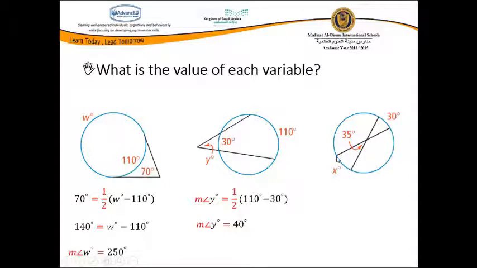How to find the measure of this arc X? Here we have two secants intersecting inside this circle. Then the measure of angle 35 is supposed to equal half the sum, yes, half the sum of the two intercepted arcs X and arc 30. Then 35 equals half of X plus 30. Then by multiplying by 2 both sides, 70 equals X plus 30, then X equals 40.